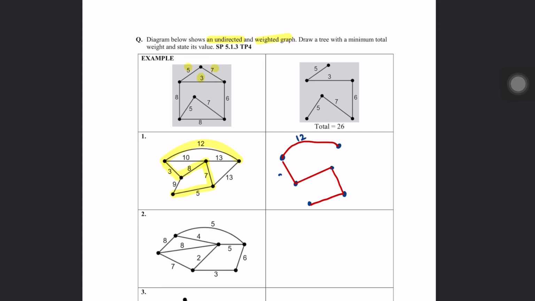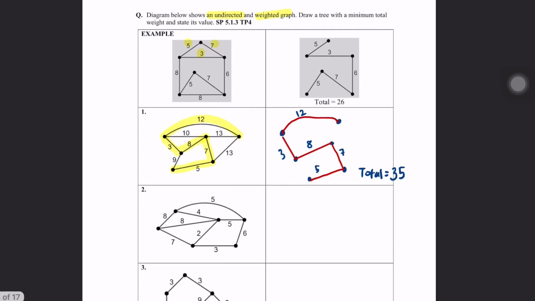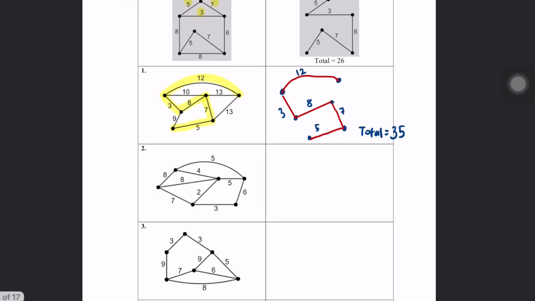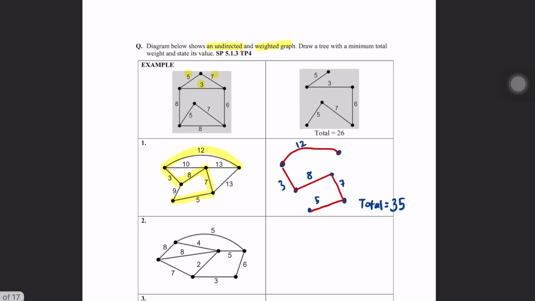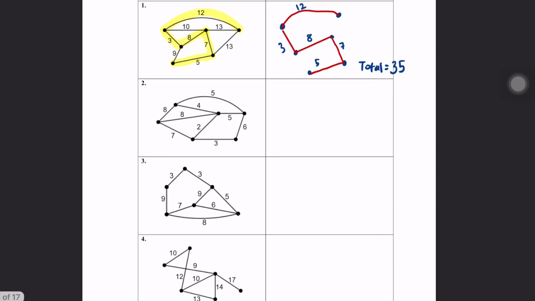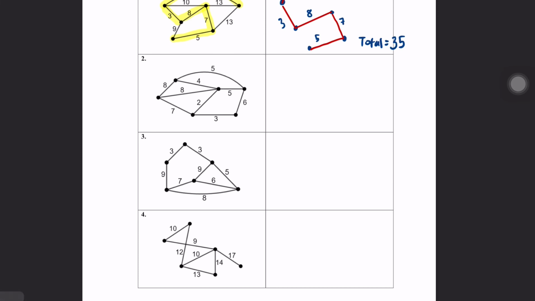Sini saya ada 3, sini 8, sini 7, sini 5. Okey, so cuba tambahkan berapa total dia. Okey, 12 tambah 3 tambah 8 tambah 7 tambah 5 dapatlah 35. Okey. Awak boleh pilih mana-mana asalkan nilai dia kecil. Dia nak draw a tree with a minimum total weight. Okay, and state its value. Okay, awak boleh try lah, pilih mana-mana. Okay, so you can try number 2, number 3 and number 4.